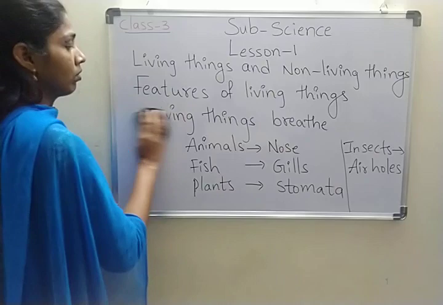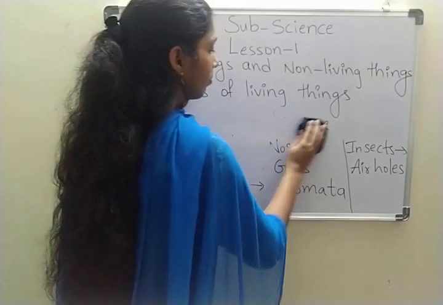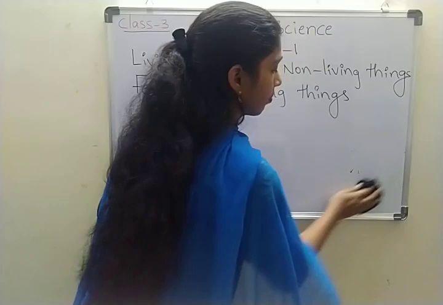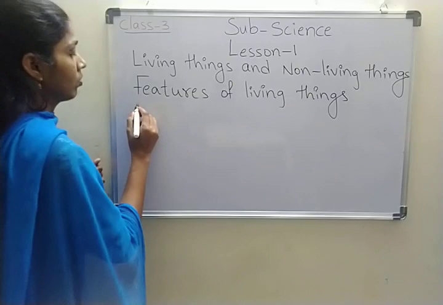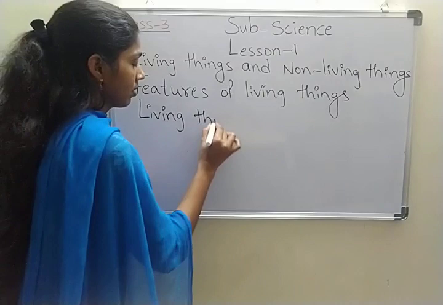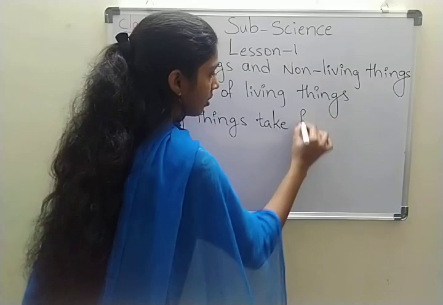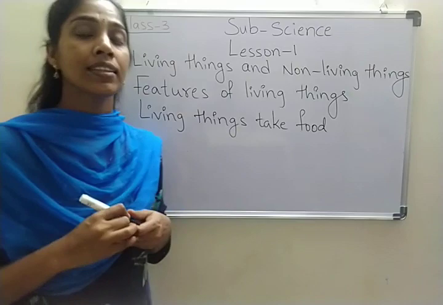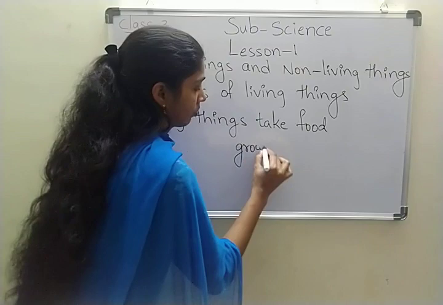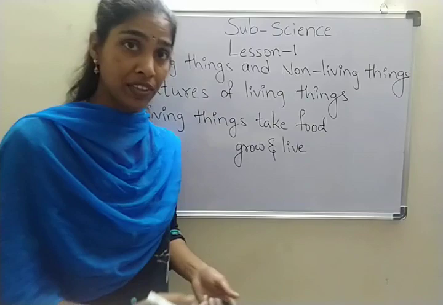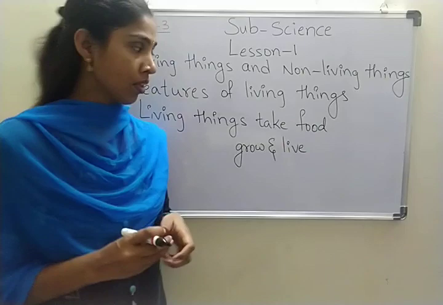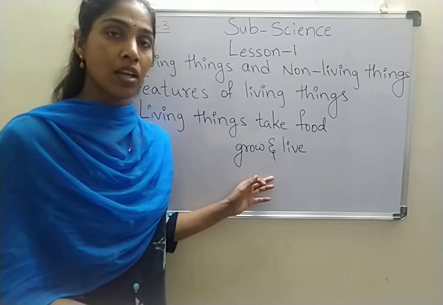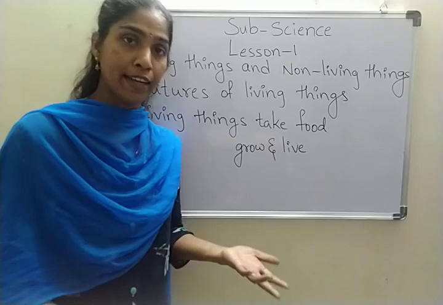Living things take food. Children, all living things need food to grow and live. If we want to do any activities, we need some energy. Am I right, children? So we need food to grow and to live. If we want to do activities like reading, writing, playing and cleaning, we need some energy.